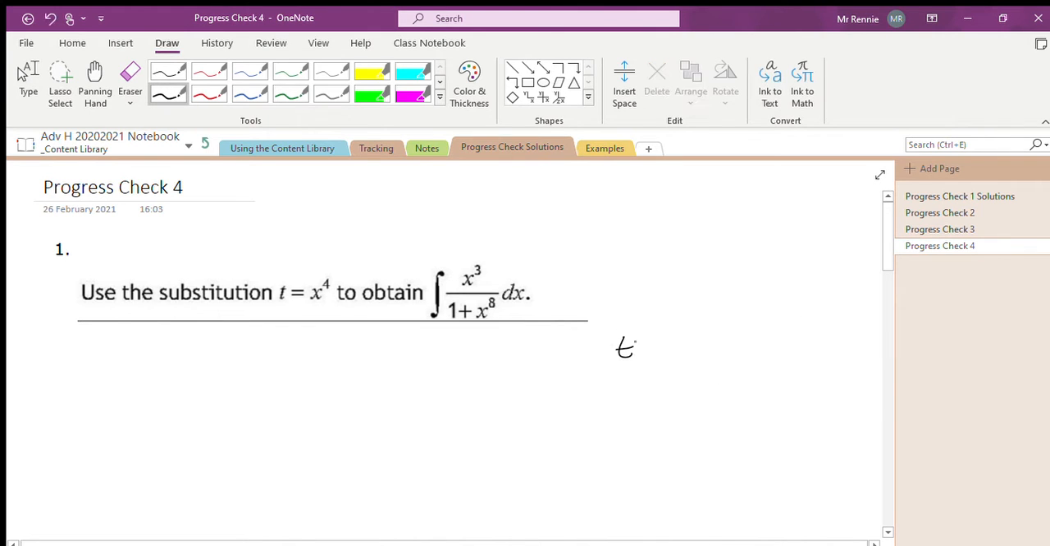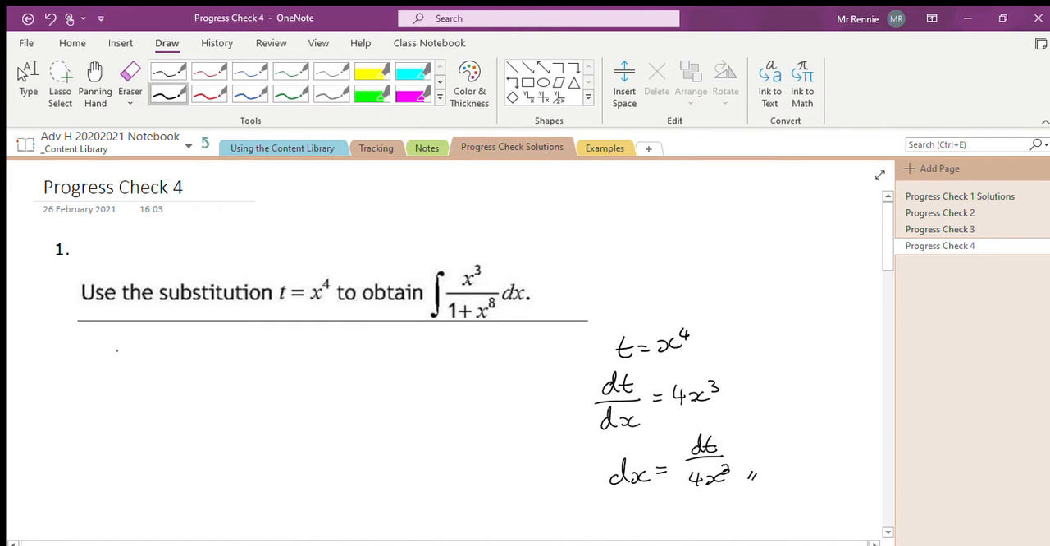If we're told t equals x to the power 4, then if I differentiate that, dt with respect to dx, I get 4x cubed. Now we've got a dx involved in our question, so if I rearrange that for dx, I would end up with dt over 4x cubed. And that's what I'm going to be using to help me with my substitution.